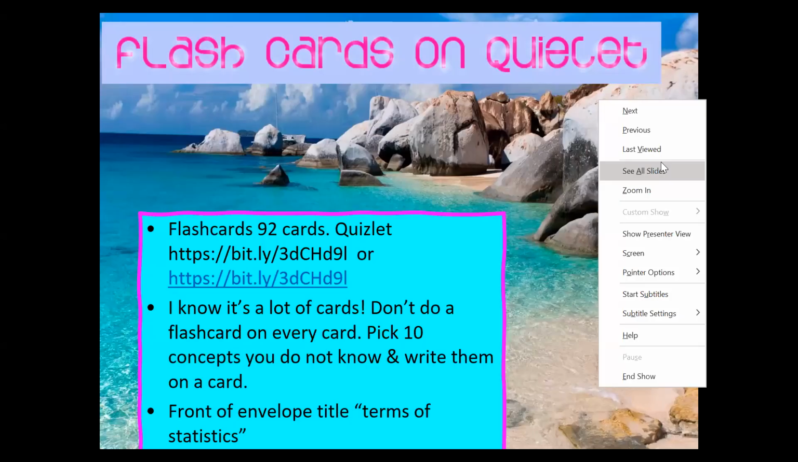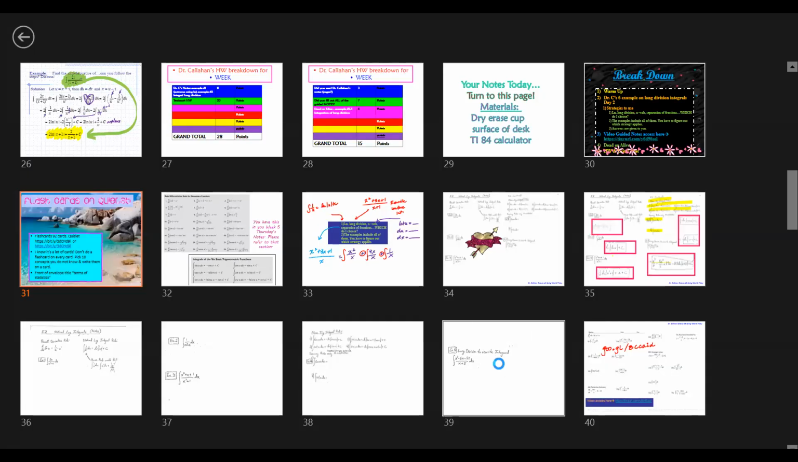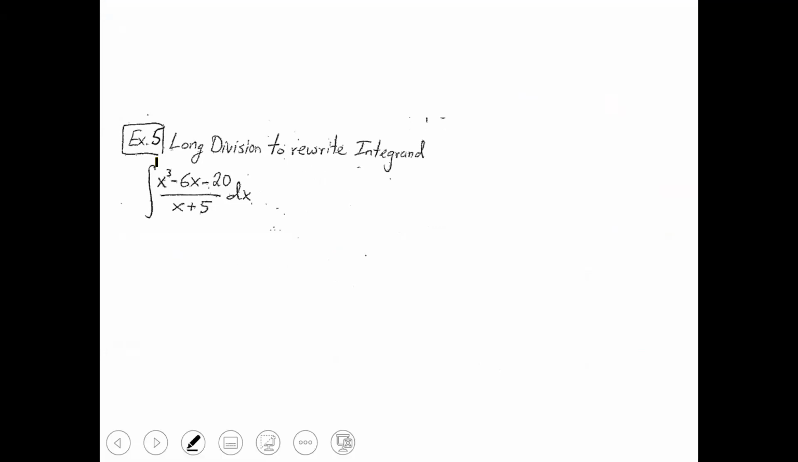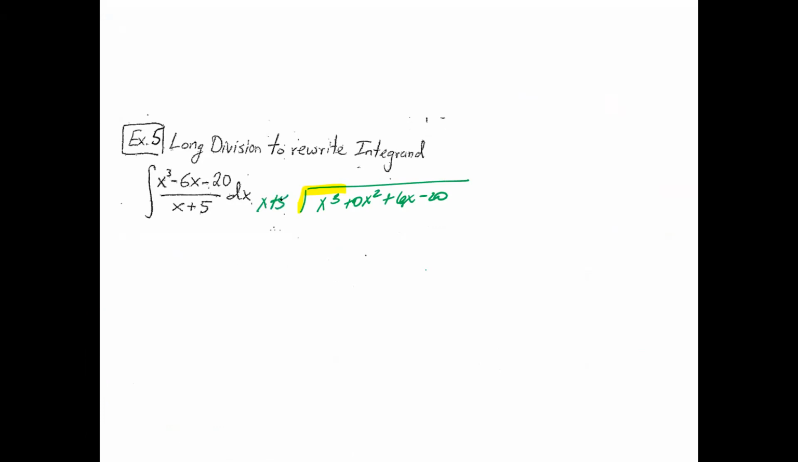All right, so then let's go on to the next one. This will be your last example, which is example 5, and we're going to do a long division. You know that because the numerator is greater than the denominator. So let's go ahead and rewrite this. My numerator is going to be x cubed plus 0x squared plus 6x minus 20. My divisor is x plus 5.